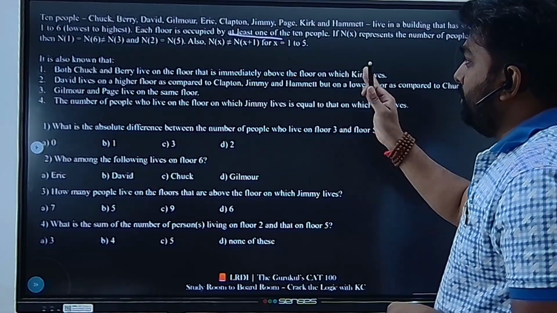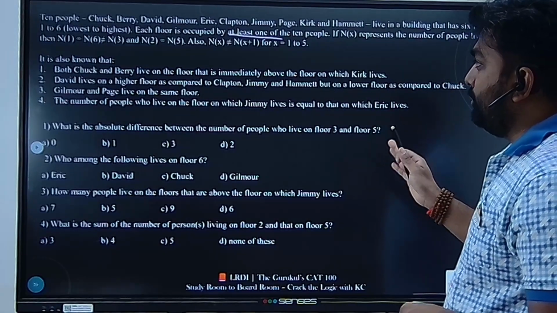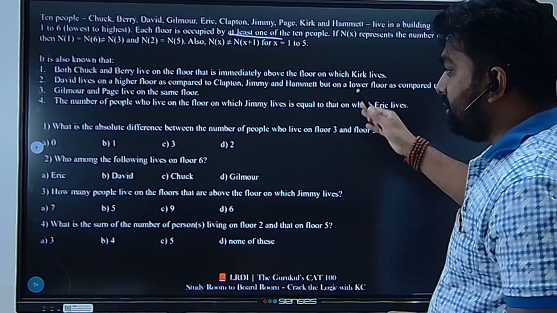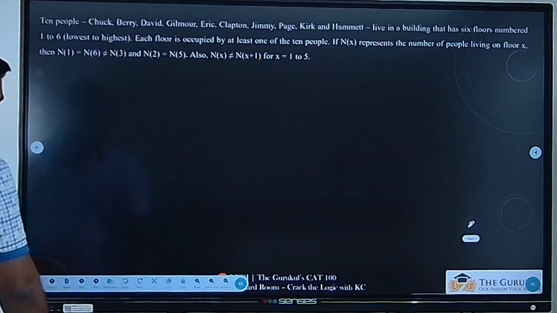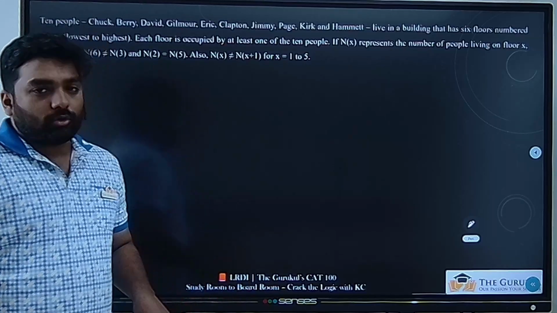Then n of 1 equal to n of 6 not equal to n of 3, n of 2 equal to n of 5, some information is there. Perfect. This is the information and 4 questions are given. So let's try to decode and try to solve the problem.